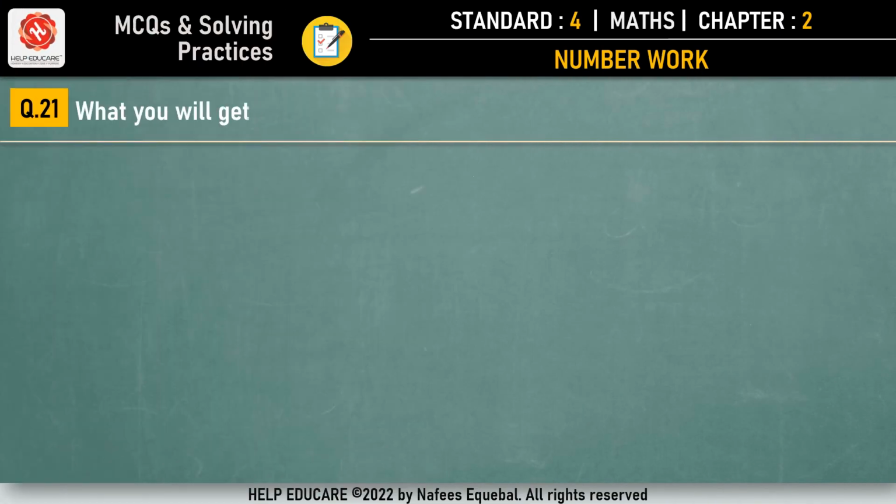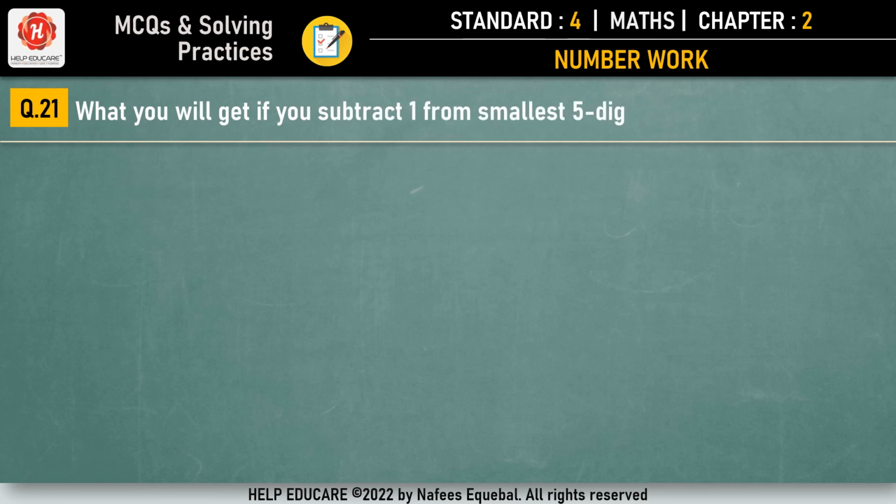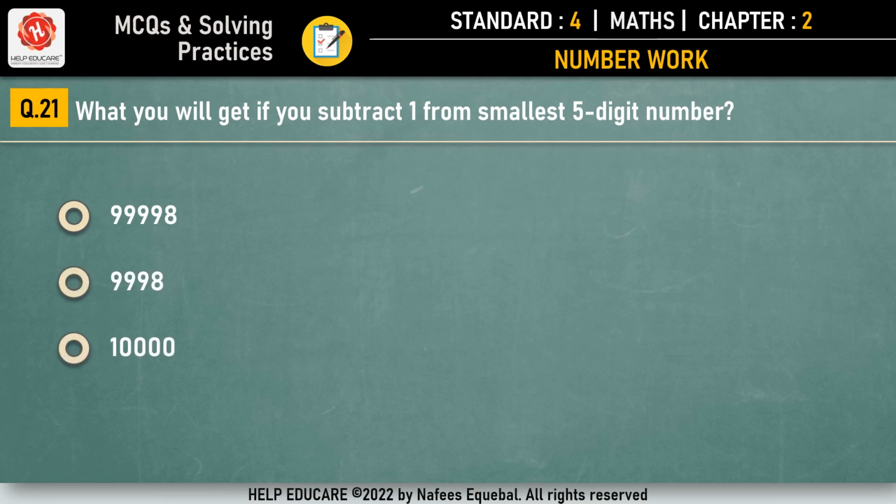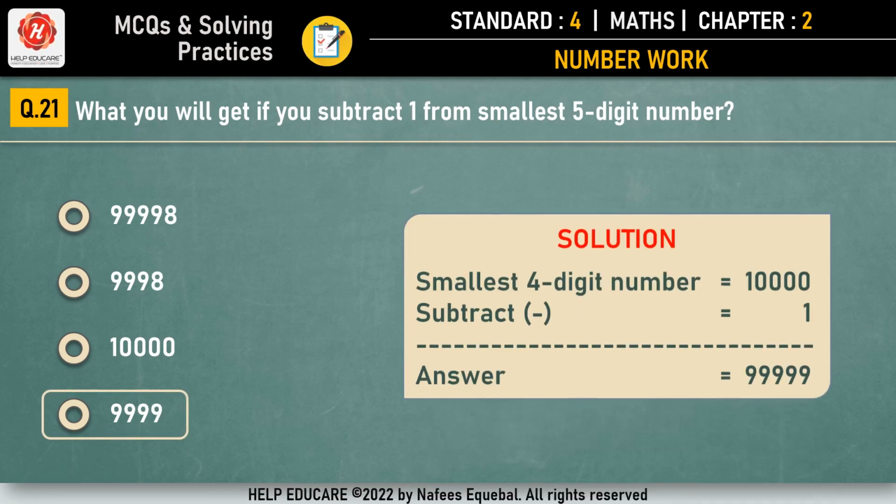Question number 21. What you will get if you subtract 1 from smallest 5-digit number? Answer will be displayed in 10 seconds. Correct answer is 99,999.